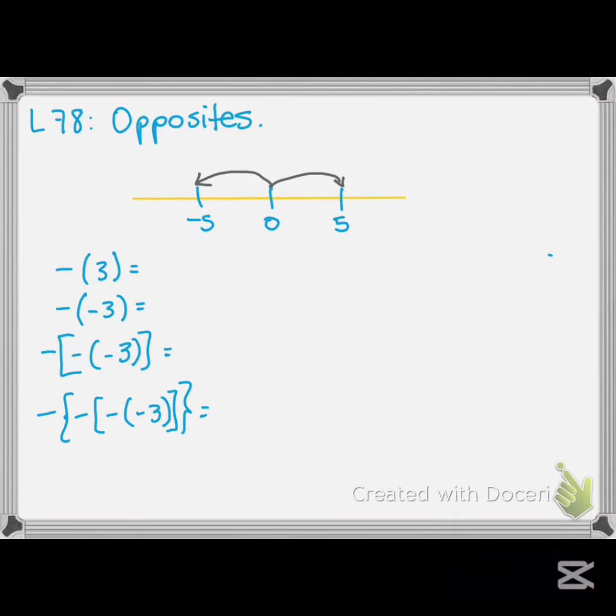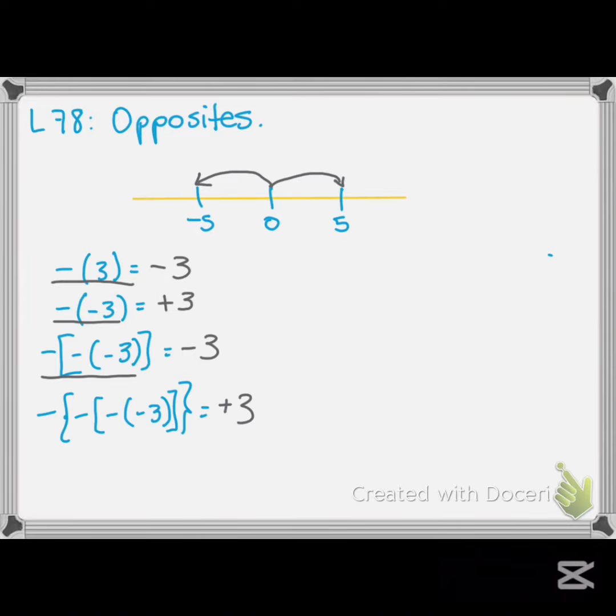So we can read this first example here as the opposite of 3. What is the opposite of 3? Negative 3. Now, the second example we can read as the opposite of negative 3. What is the opposite of negative 3? Positive 3. Now, this one we have 3 negatives, so the opposite of the opposite of negative 3, which in this case is again negative 3. And if we do one more, notice we're saying the opposite of this one. So the opposite of the opposite of the opposite of negative 3 is positive 3.